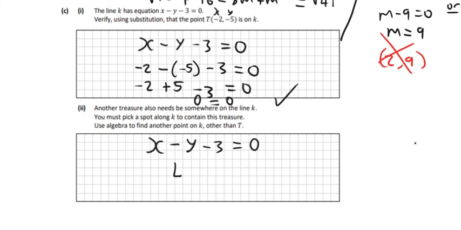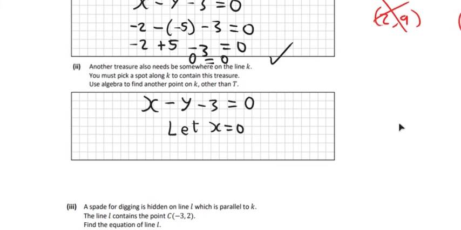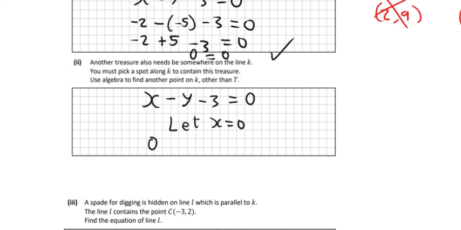So I'm going to pick a nice easy one. I'm going to let x equal 0. So I'm basically subbing in a 0 instead of x, and that'll be my x coordinate. So 0 minus y minus 3 is equal to 0. If I move the minus 3 across the equal sign, I get minus y is equal to 3, because it becomes a positive 3 when it goes across. And then y is equal to minus 3, because you multiply across by minus 1.